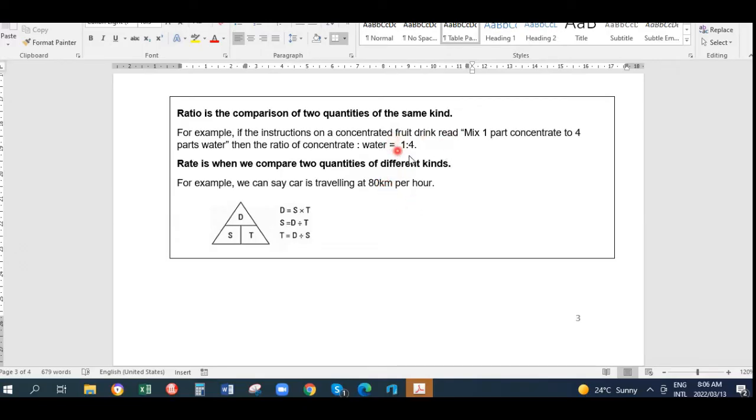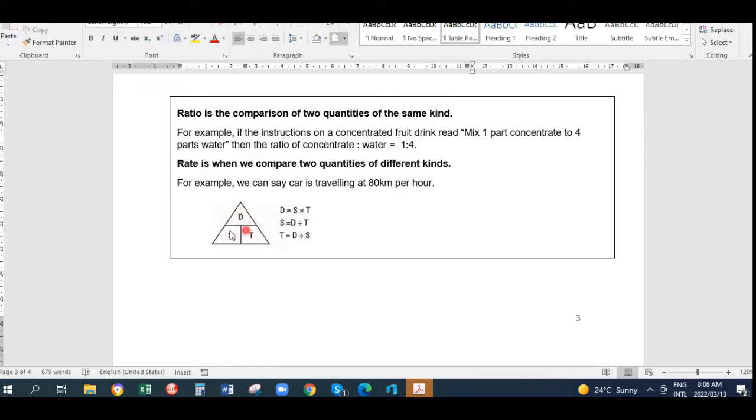Here it could have been 1 cup to 4 cups. So it will be the same kind. This is different. Now with rate, remember DST or DSTV, we're looking upside down. So DST, your distance is speed times time. Your speed is distance over time, and your time is distance over speed.